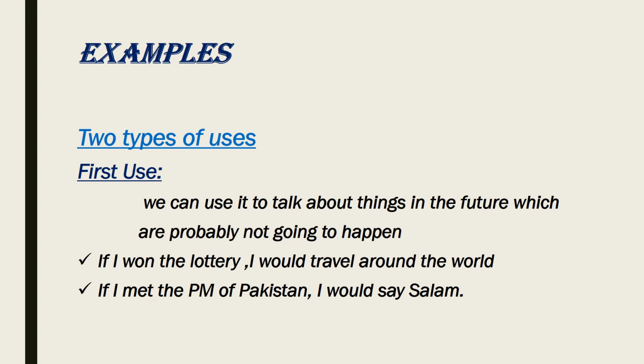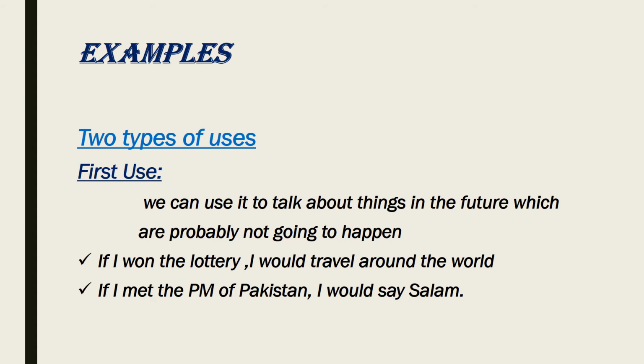Examples. Two types of uses are here in your book as well, as you can see on this slide. So two types of uses. First type, we can use it to talk about things in the future which are probably not going to happen. If something is not going to happen, it means that it is not real. So type 2 is just for unreal cases, for imaginary situations. We can use this to talk about things in the future which are probably not going to happen.